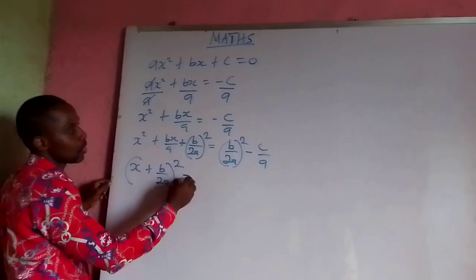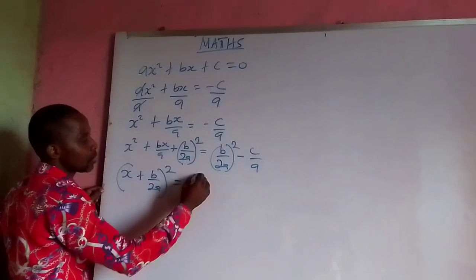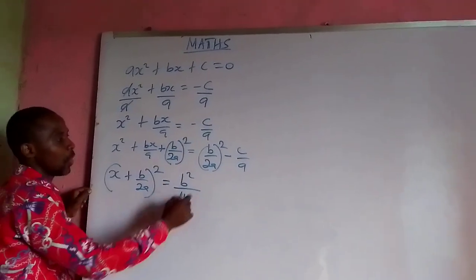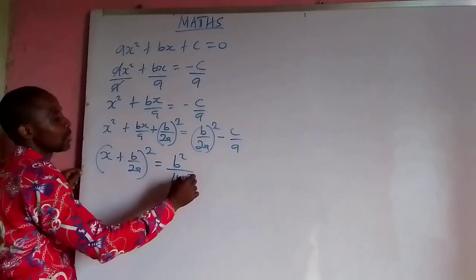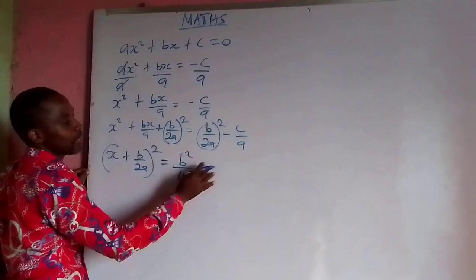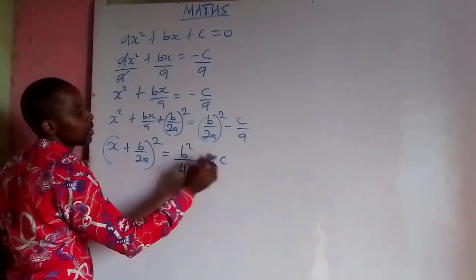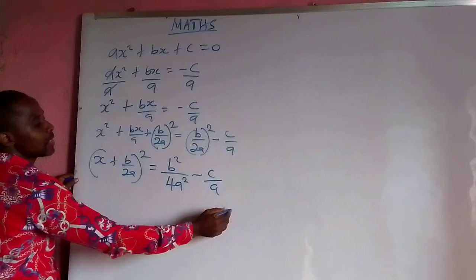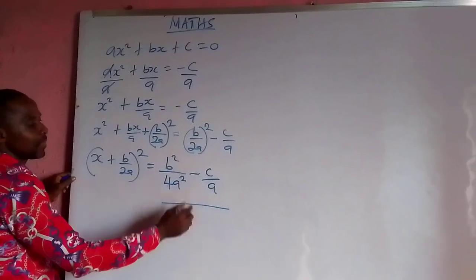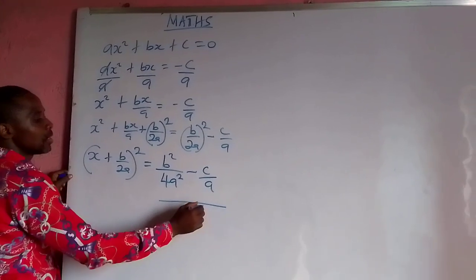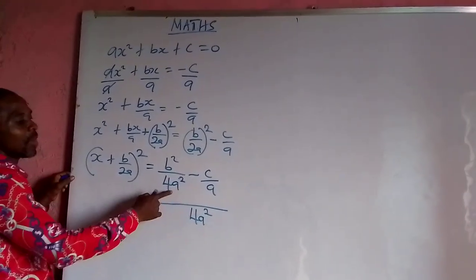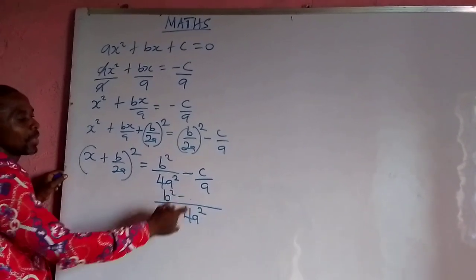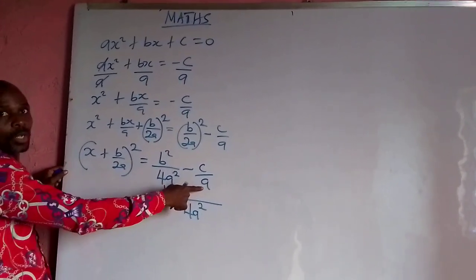Now, let's continue. It's equal to b raised to power 2 over 2 raised to power 2, which means 2 times 2. That is what? 4. a raised to power 2. This is minus c over a. So we are going to solve this side. What is the LCM of 4a squared and a? It is 4a squared. 4a squared divided by 4a squared is 1. 1 times b squared is b squared. Minus 4a squared divided by a is what?